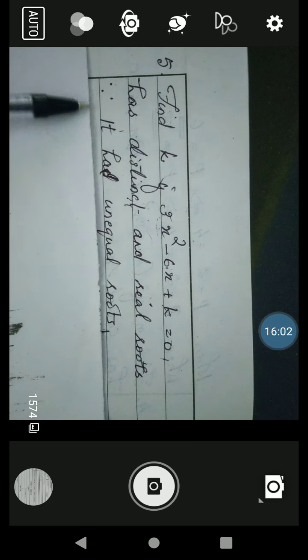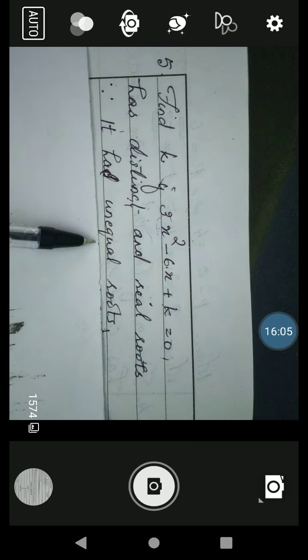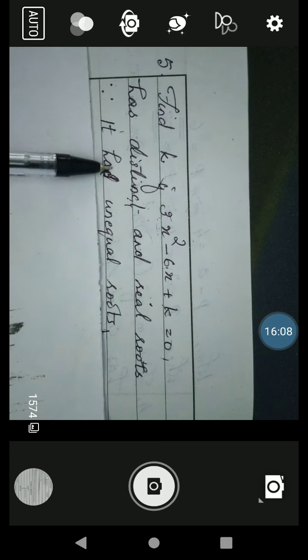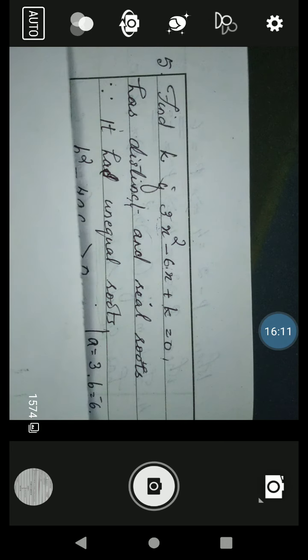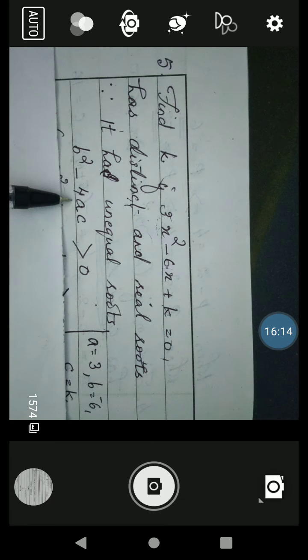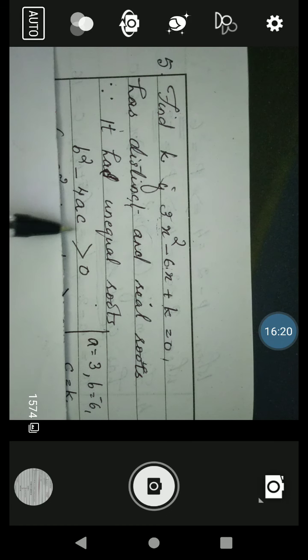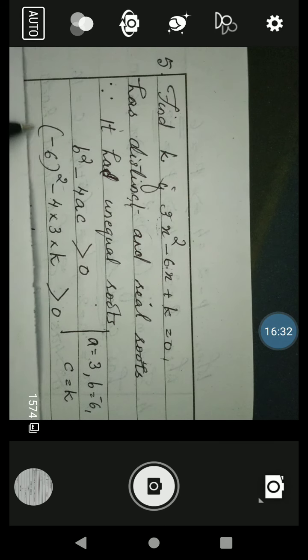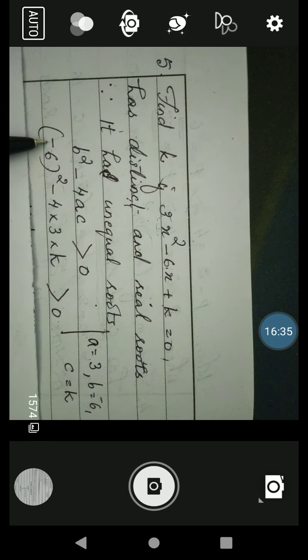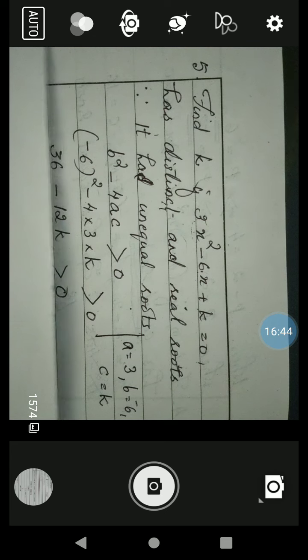Now we can start. Since the equation has unequal roots, we can write b square minus 4ac is greater than 0, right? Not equal to 0, greater than 0. So we can write in that way. Here in this question, a is 3, b is minus 6 and c is k. So substitute the values here: minus 6 the whole square minus 4 into 3 into k is greater than 0.